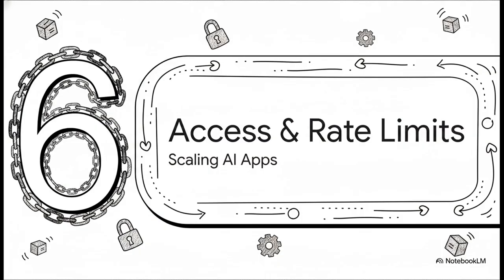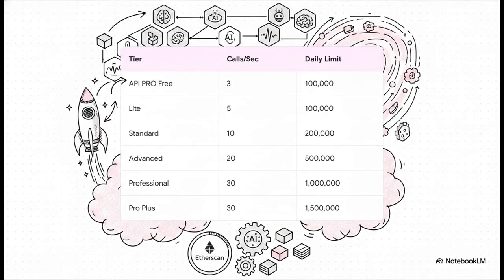Section 6. Access and rate limits. Okay, let's talk about how you actually scale this up. If you're just dipping your toes in and testing the waters, the free tier is great. It gives you 3 calls a second, up to 100,000 calls a day on selected chains. Plenty to get started. But as your app blows up, you can scale right through the light, standard, and advanced tiers, all the way to the big leagues, professional and pro plus. Those top tiers give you a blistering 30 calls a second and up to 1.5 million calls per day. So whether you're coding a quirky little personal AI assistant or a massive enterprise tracker, there's absolutely a tier for your traffic.